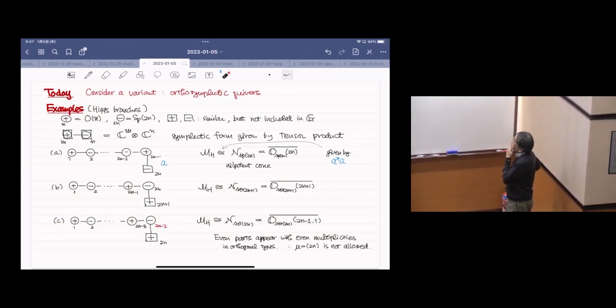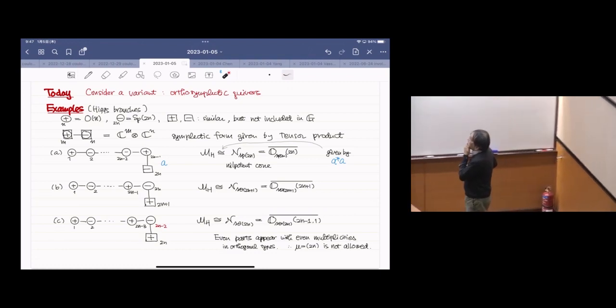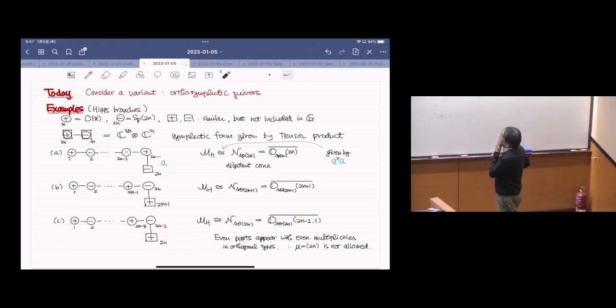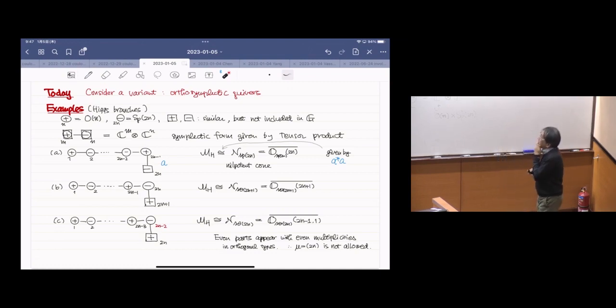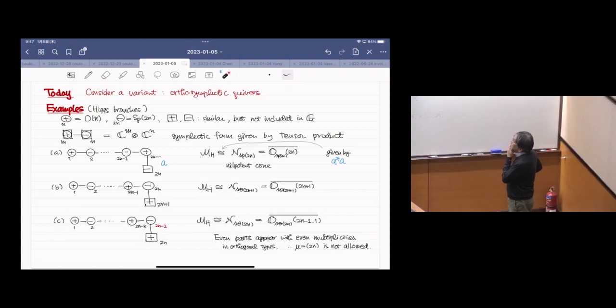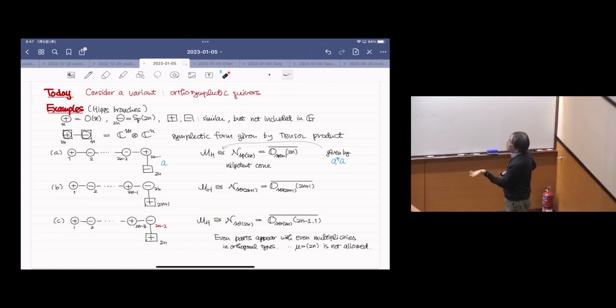So this is the third case, SO of even, which is slightly different. Instead of decreasing one by one, you first decrease by 2 in the beginning, so you go to 2n minus 2. And then after that, you decrease one by one. Of course, you cannot put the 2n minus 1 here because, as I said, by my convention this number is always even for the minus vertex.